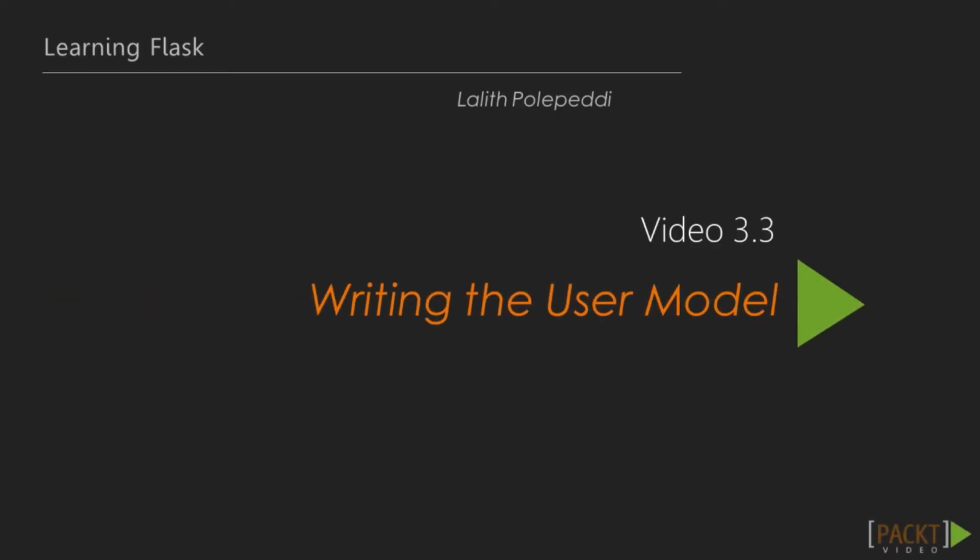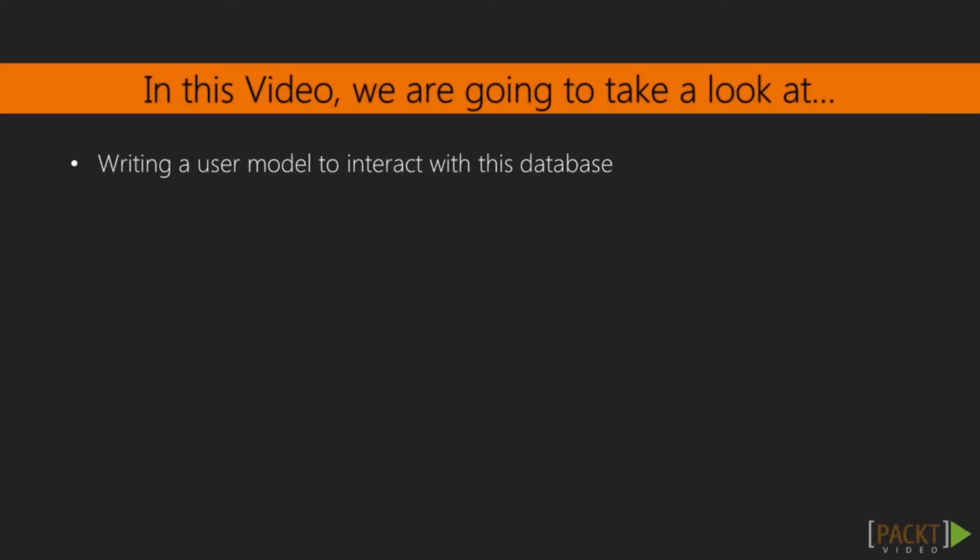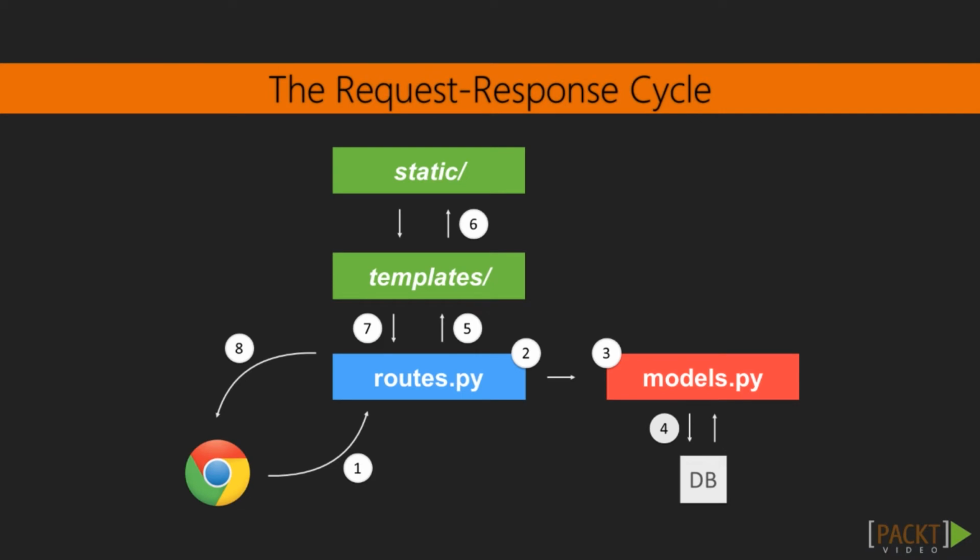Welcome to the last video of this section. In this video, we'll look at how to write a user model that can interact with the database that we've created so far. What have we done so far? First, inside the Learning Flask database, we created a users table to store user information. Second, we used Flask SQLAlchemy to connect Flask to this database. The last thing we need is a data structure that we can use from the app to read and write to the users table. This data structure is called a model.